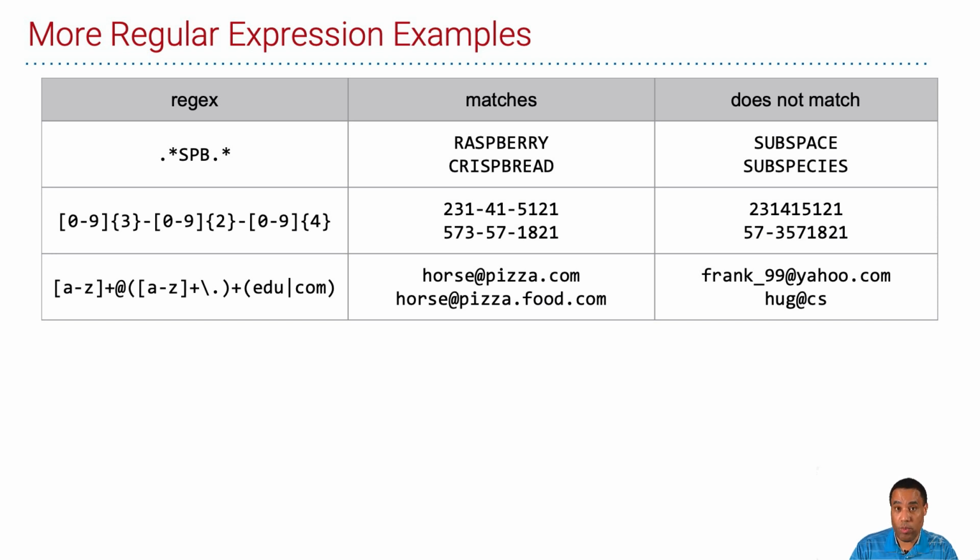It could be horse at pepperoni.pizza.food.com would also match. But what won't match is frank_99 at yahoo.com. So why is that? Well, it's not because of the yahoo.com portion. It's because there's an underscore in the username and there are digits, the 99. And similarly, hug at CS won't match because we don't have a dot and we don't have an edu or com at the end of it.